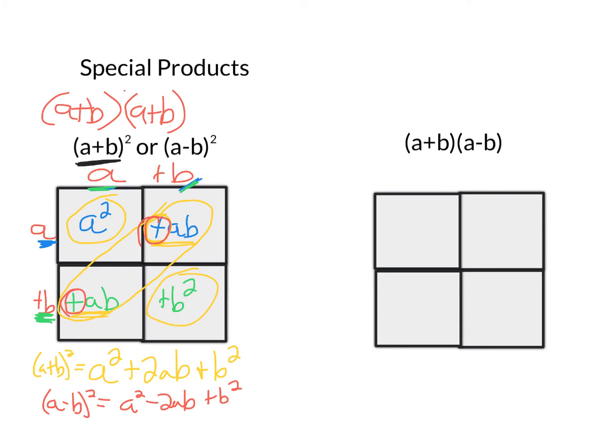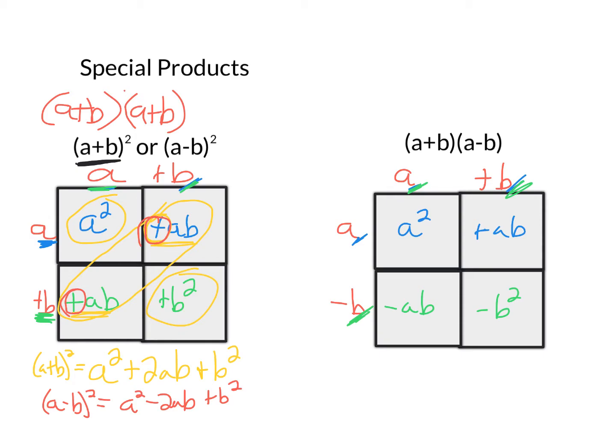Okay. Now going to the other special product. We're going to have our a plus b, and then we're going to have the a minus b. Okay, so we're going to multiply. So again, a times a is a squared. A times b is plus ab. Now we're going to have a times negative b, which is negative ab. And then we're going to have negative b times positive b, which is negative b squared.